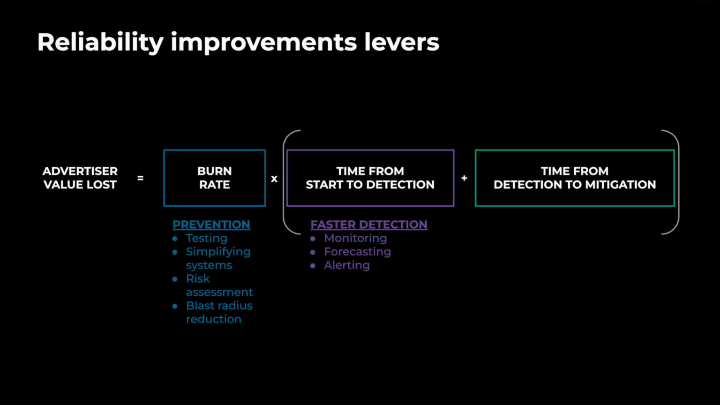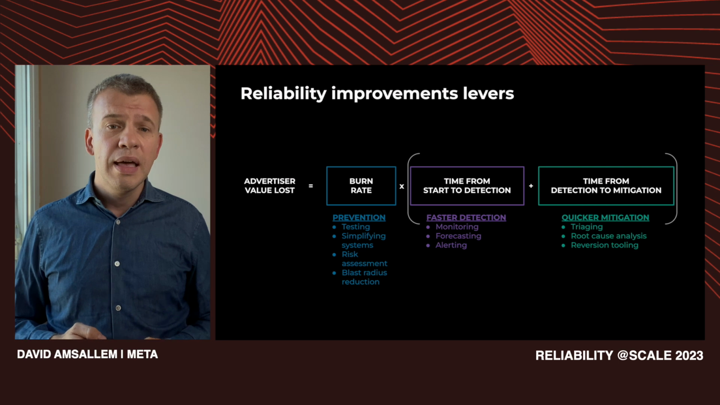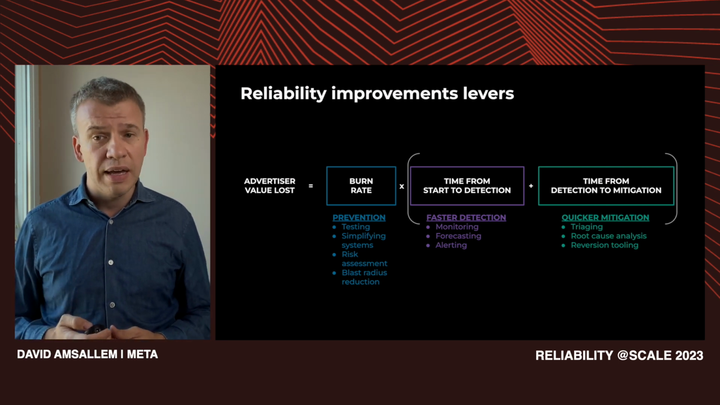The first one is prevention. So how can we reduce the burn rate as much as possible? If you can prevent the issue from happening altogether, this is a big impact. Or, if the issue is still happening, you can try to limit the blast radius for it. Then, in terms of detection, the main levers for us are better monitoring of the health of our systems, being able to forecast how our systems should be operating, and having alerts based on that.